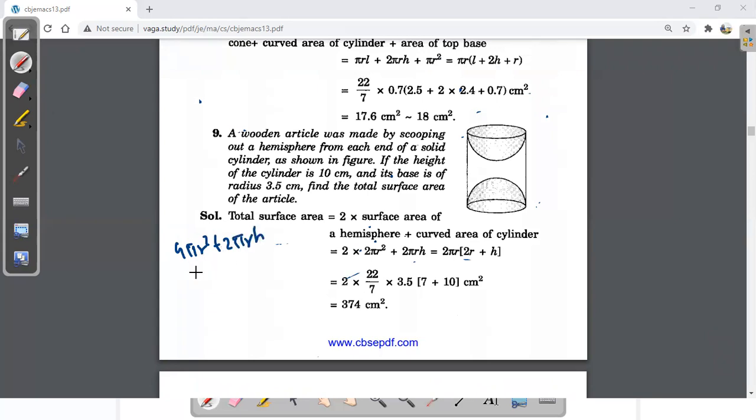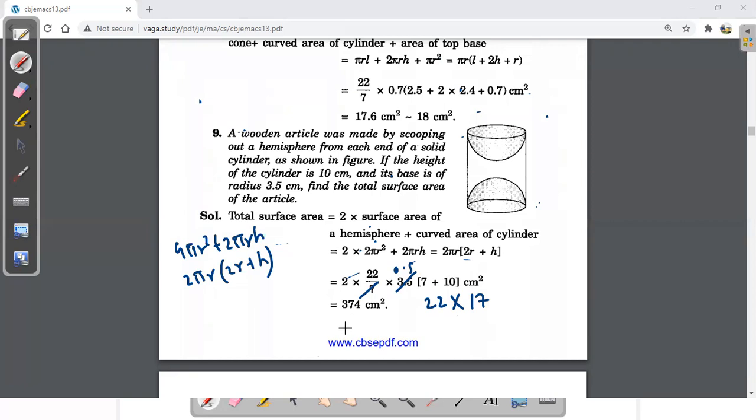So what is happening here? We can take 2 pi r common, and if 2 pi r is common, you are left with 2 r plus h. So 2 into 22 by 7, radius is 3.5, already given to us. And inside we have 2r, so 2 into 3.5 is 7, plus height is already given 10. So this becomes 17. 7 and 3.5, I'll cancel 0.5. This is 44 into 0.5, 44 into 0.5 is 22, 22, and this bracket is 17. 22 into 17, you will get 374.